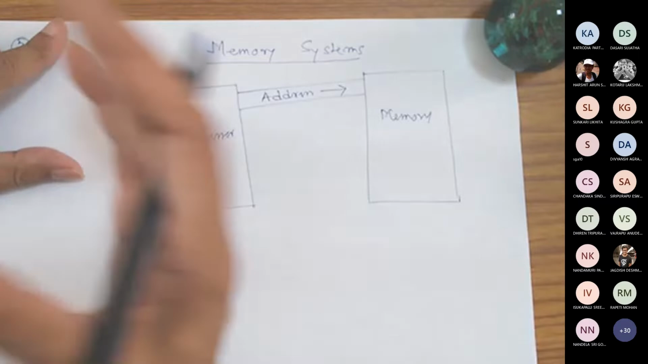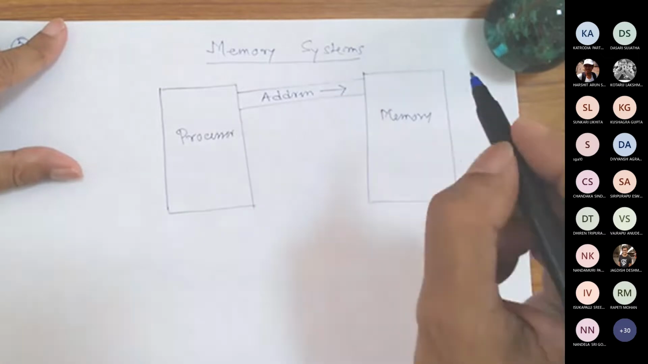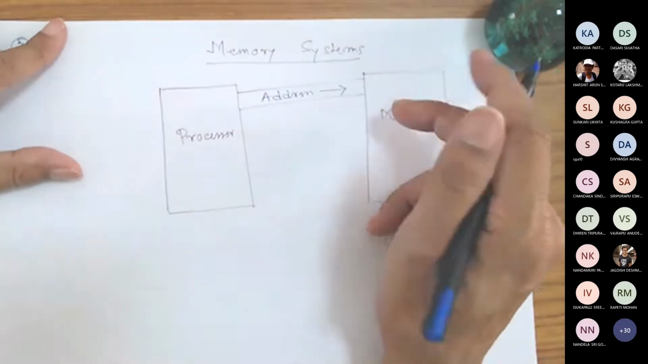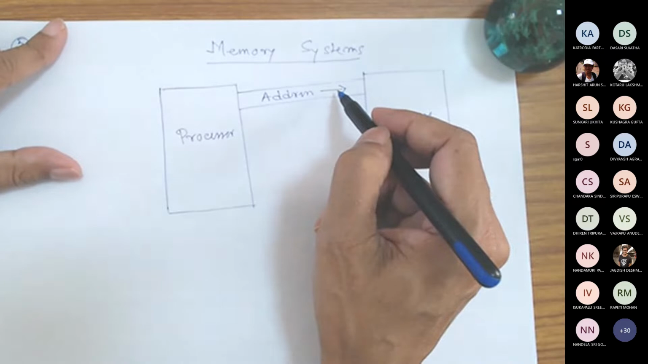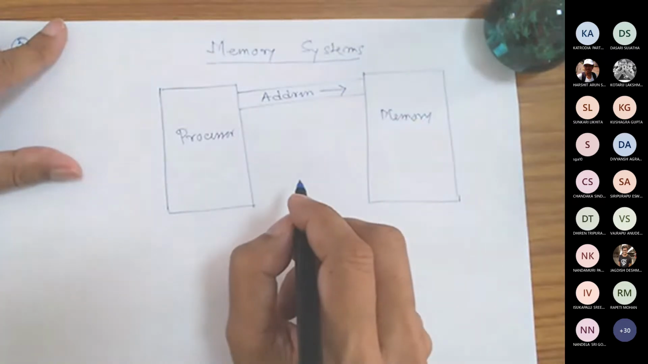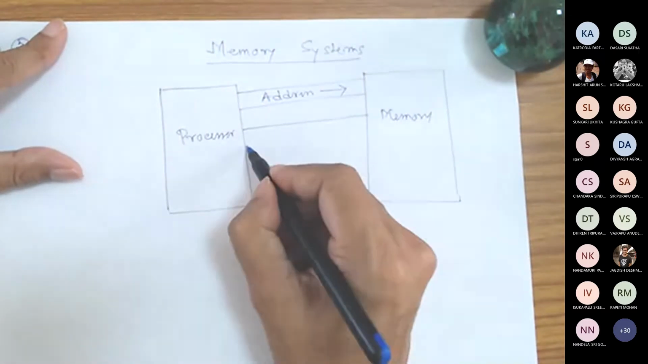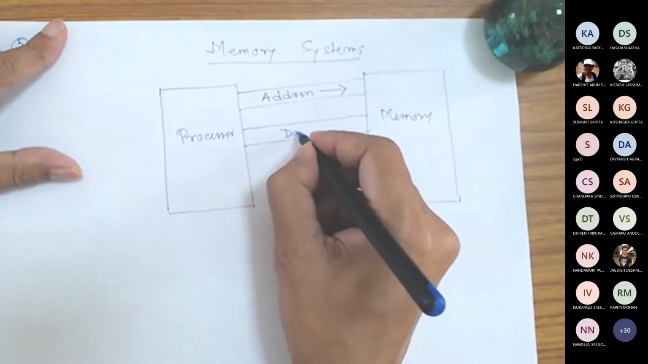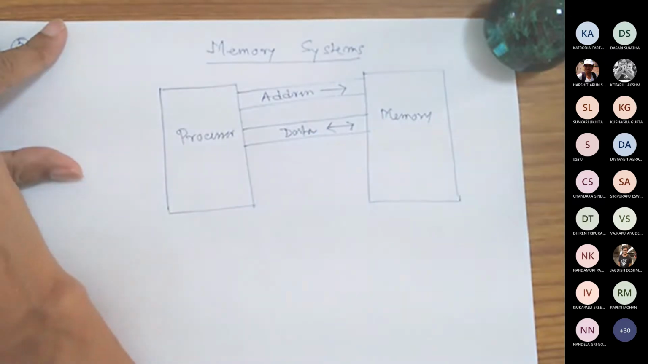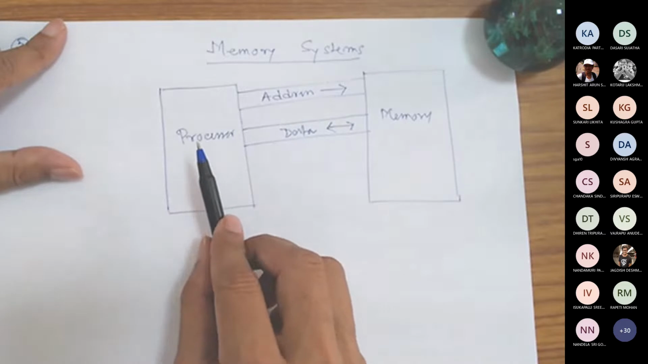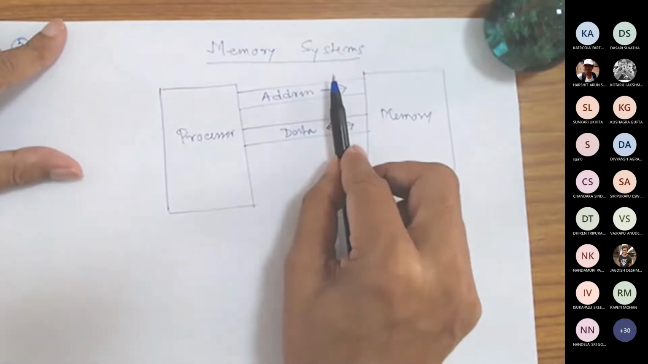Then we need data exchange. So address tells you where is the data or where is the instruction. So to find the location, we need the address. To get the value, we need another path. So that's why there will be a separate path. We call it data. This is bidirectional. Why bidirectional? Because the value can be transferred from processor to the memory as well as from memory to the processor. That's why it's bidirectional. So this is very important. These directions are very important.